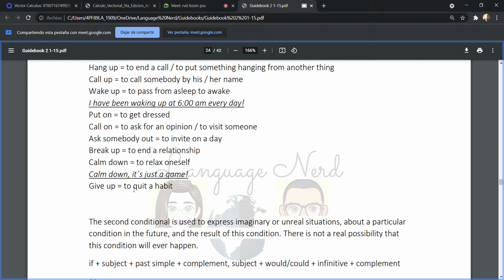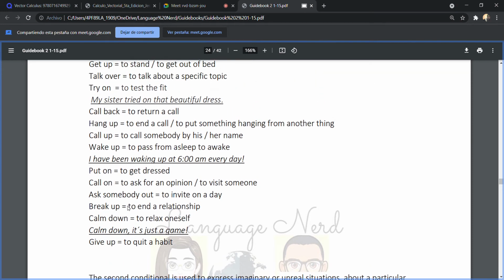Then we have give up. So this means to quit a habit. Like for example, if you smoke too often, you smoke, I don't know, maybe 3 4 cigarettes every day, and then you stop smoking, you can say, I gave up smoking. So that's the usage of give up.